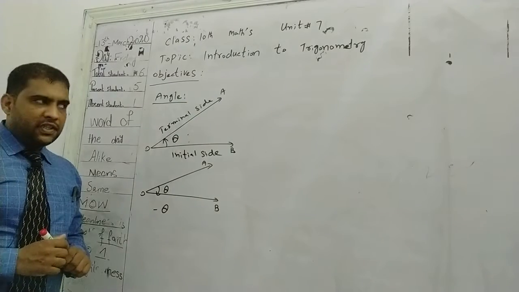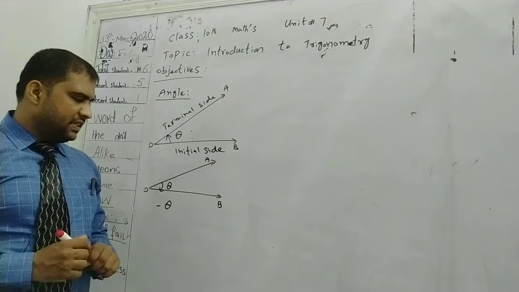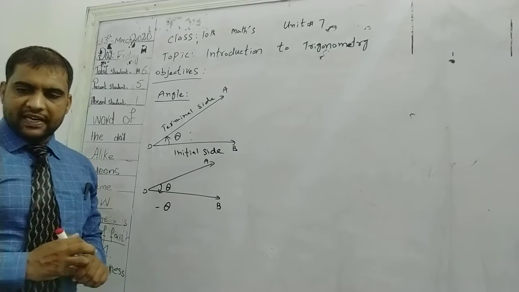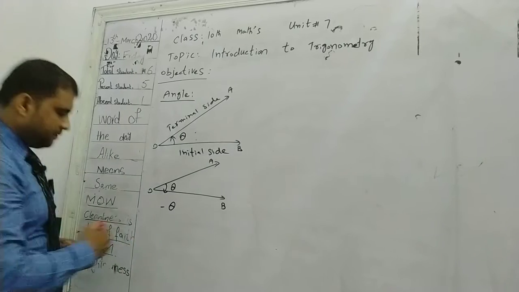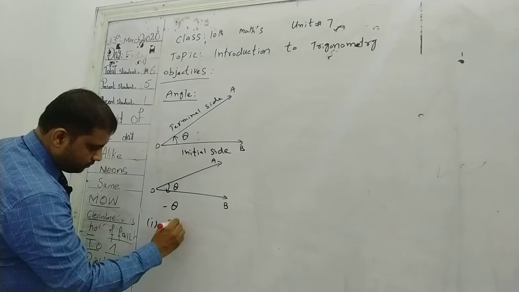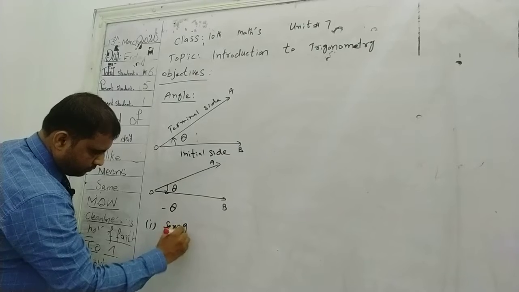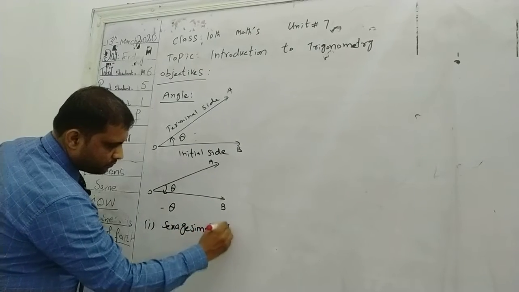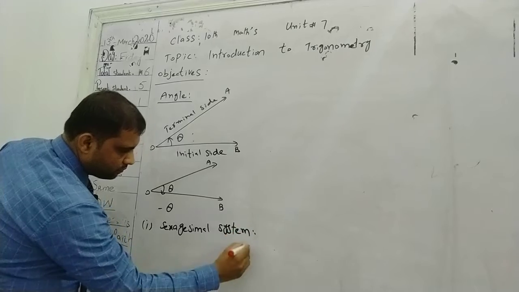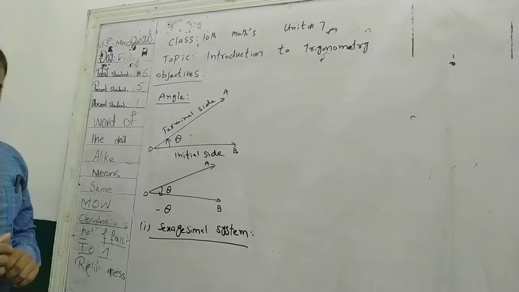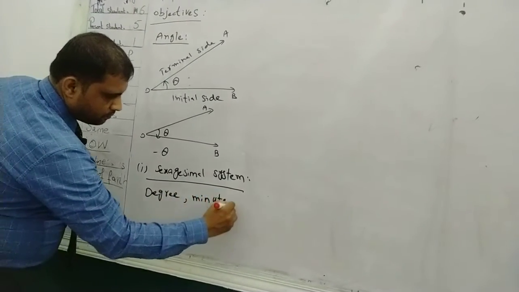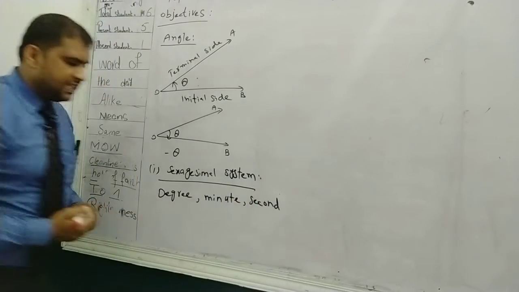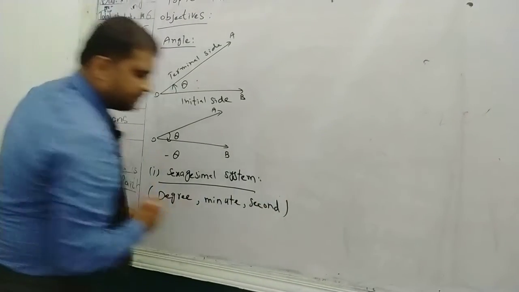Now there are two systems of measurement. One is the sexagesimal system and the other is the circular system. First of all, we deal with the sexagesimal system of measurement. In this system, we learn about degree, minutes, and seconds.